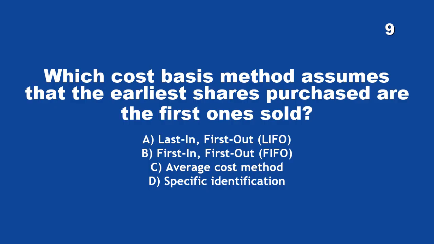Which cost basis method assumes that the earliest shares purchased are the first ones sold? Option A, last in, first out, LIFO. Option B, first in, first out, FIFO. Option C, average cost method. Option D, specific identification. The correct answer is B, first in, first out, FIFO.